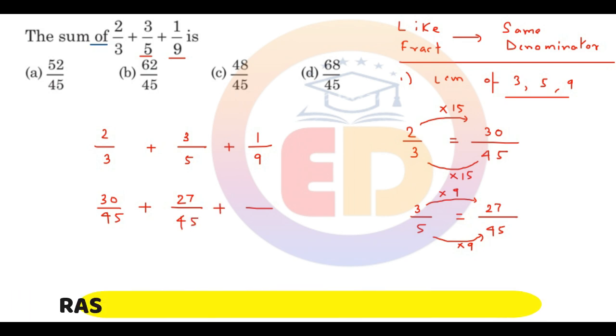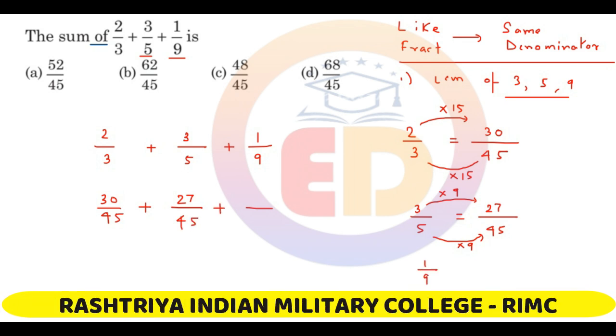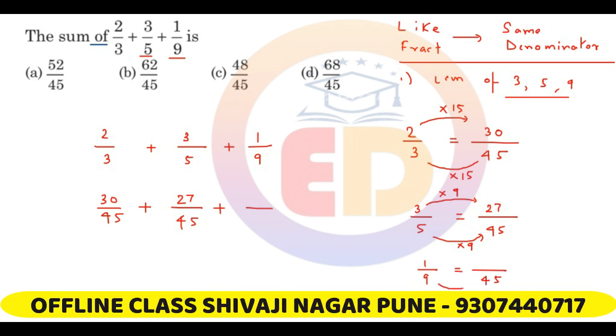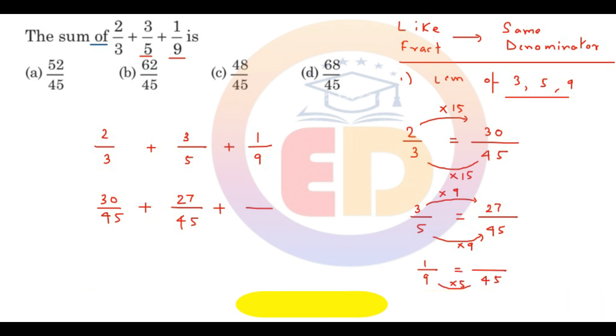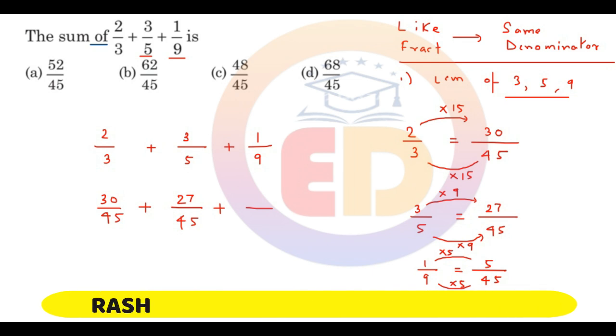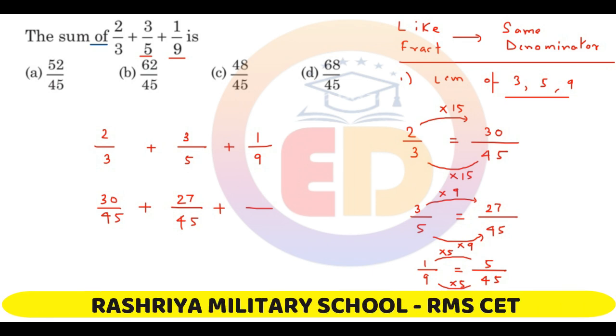Plus the third fraction 1 by 9. Let us convert the denominator 9 to 45, and for that I have to multiply it by 5. And if you are multiplying the denominator 9 by 5, you have to multiply the numerator also by 5. 1 into 5, this will become 5. So my fraction 1 by 9 will be 5 upon 45.